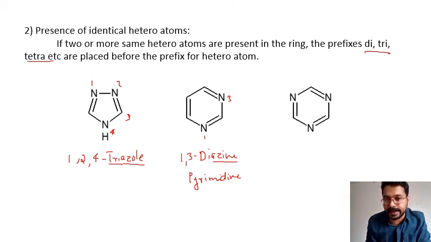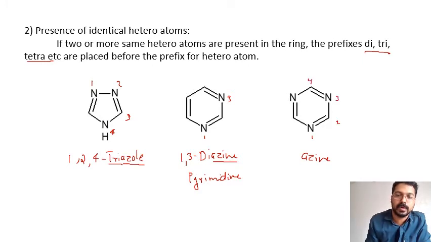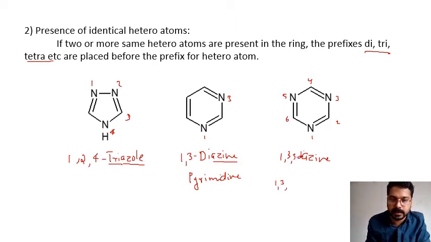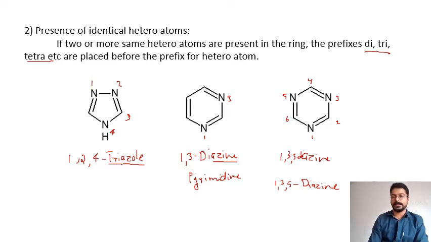So this is azine, aza plus ine. But you can number it 1, 2, 3, 4, 5, 6 like that. So it is 1, 3, 5. It is 1, 3, 5 diazine. Okay, 1,3,5 diazine, like this one.